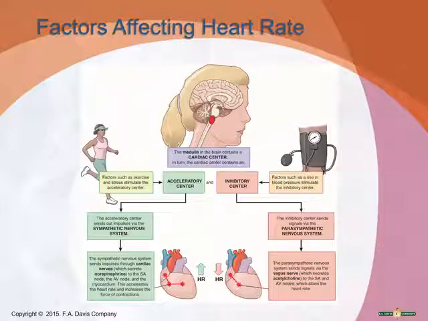Something like a high blood pressure will stimulate the inhibitory center in the medulla. The inhibitory center sends signals via the parasympathetic nervous system. Remember, that's the one that slows things down, to kind of try to bring your blood pressure back down.